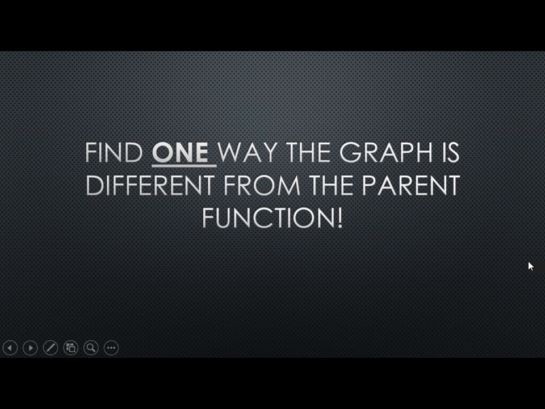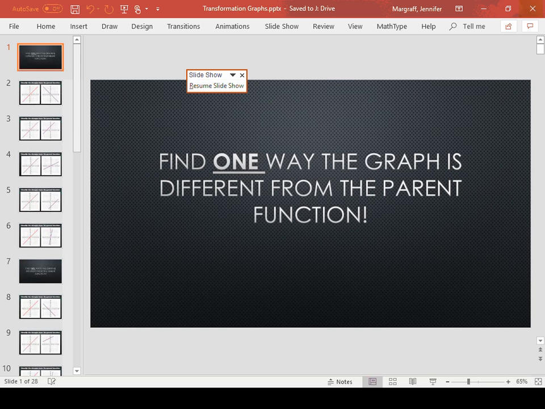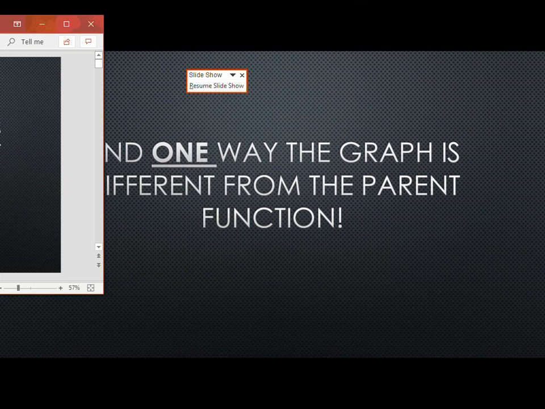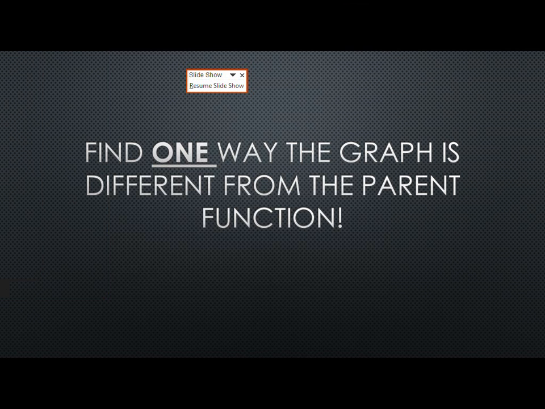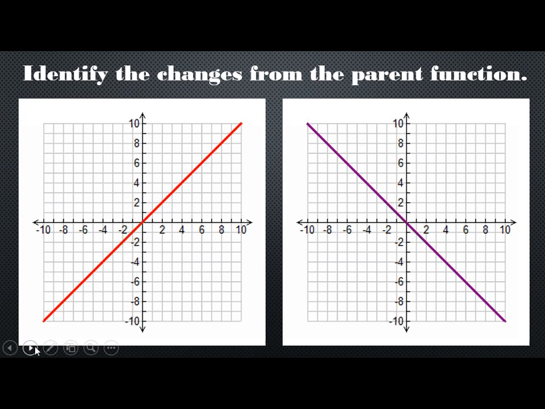Okay, so in this PowerPoint, it says, find one way the graph is different from the parent function. It's going to show you 2 graphs, and then we're just going to describe one way that it's different from the parent function. Okay, so again, here's my original parent function here in red. So what is one change that happened to get to the purple? What's one change that occurred?